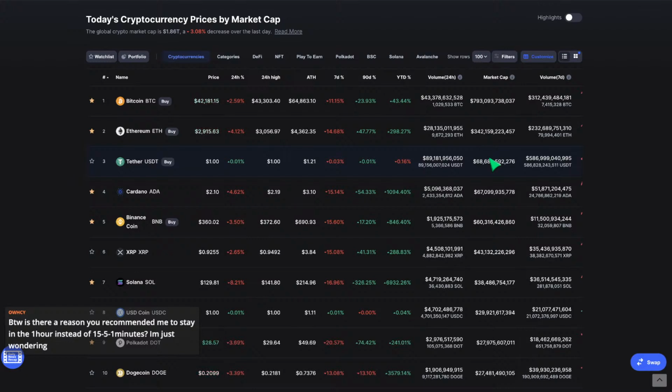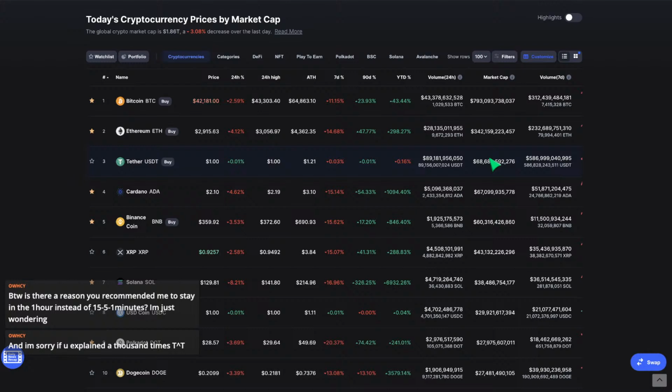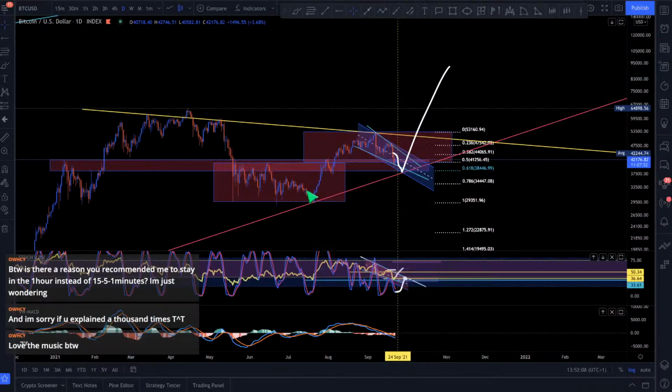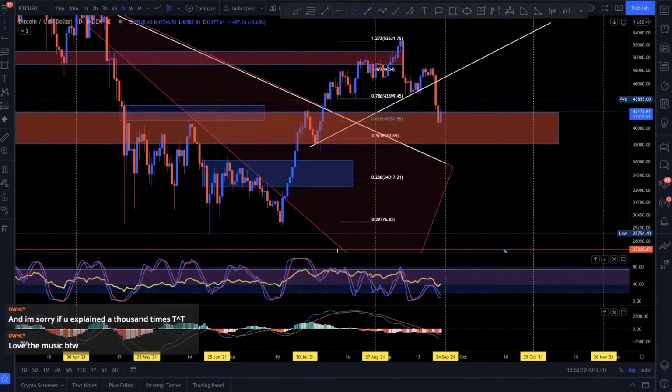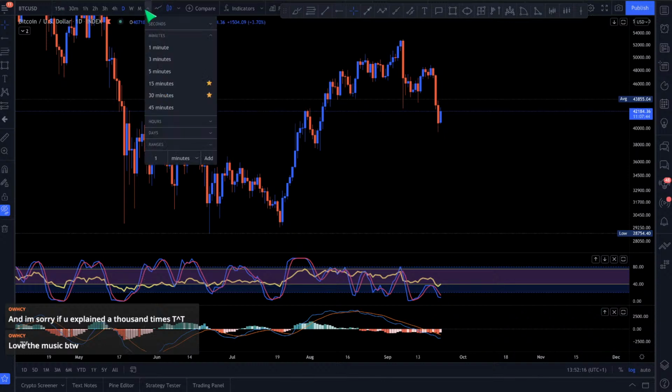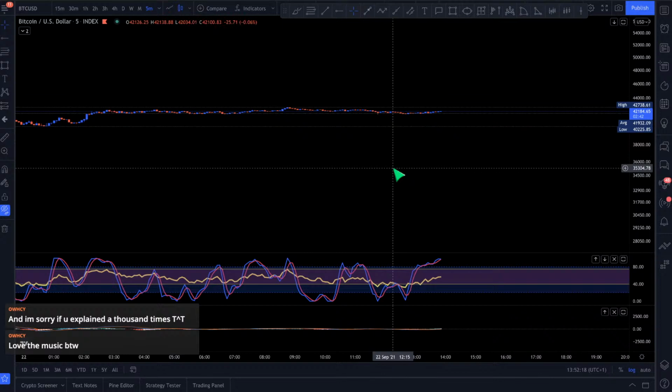OC asks, is there a reason why I ask you to stay in the 1 hour chart instead of the 15 to 5-minute chart? The reason is very simple. Let me show you this. Let's clear some of this, and let's put you on a 5-minute candle, and I'll explain it a lot better that way, because it will make total sense to you.